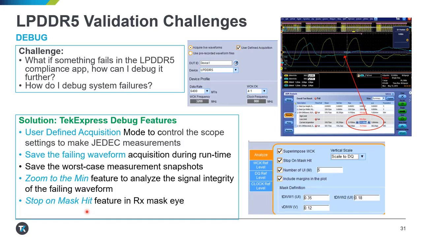We also realized that plotting the eye is an important part of SI validation. So we have put in a bunch of customizable features which give you more flexibility and more power when you're plotting the eye. Some of them are stop on mask hit. You can select the number of UIs. You can even include the margins in the plot itself. You can customize your RX mask, and you can scale the eye with respect to the data or clock.